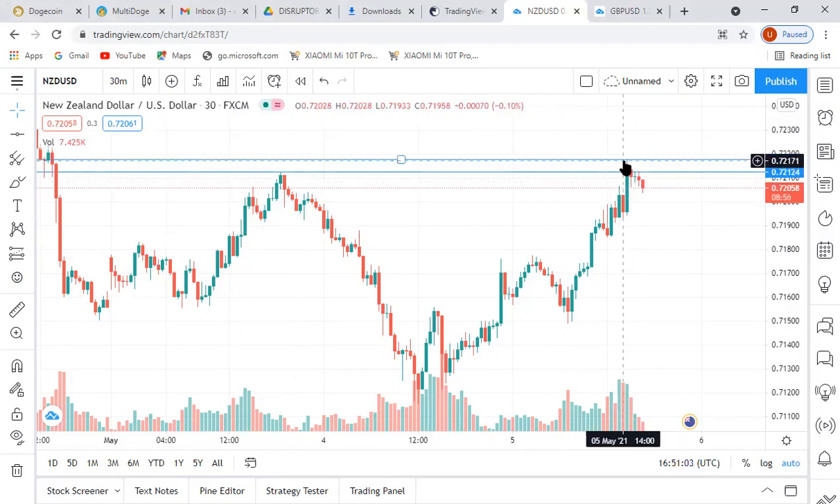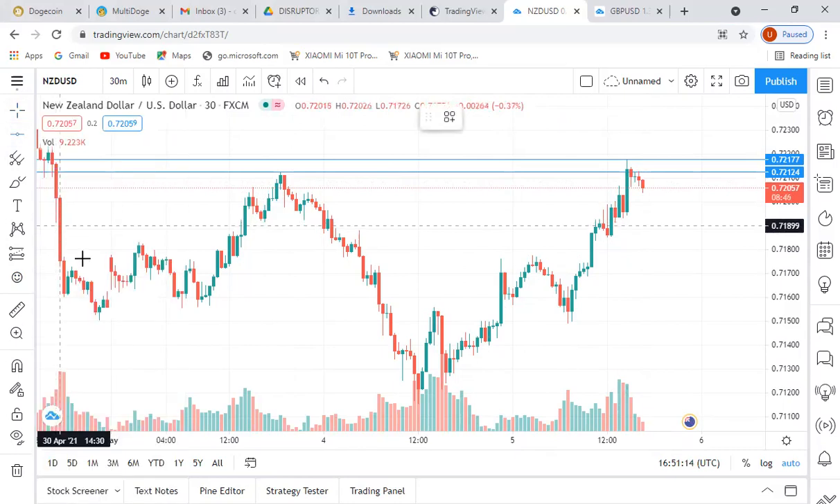So we have placed that as another resistance. This becomes our resistance one, and this becomes our resistance two. So what do we do next? The next thing we're going to do is spot our support zones.